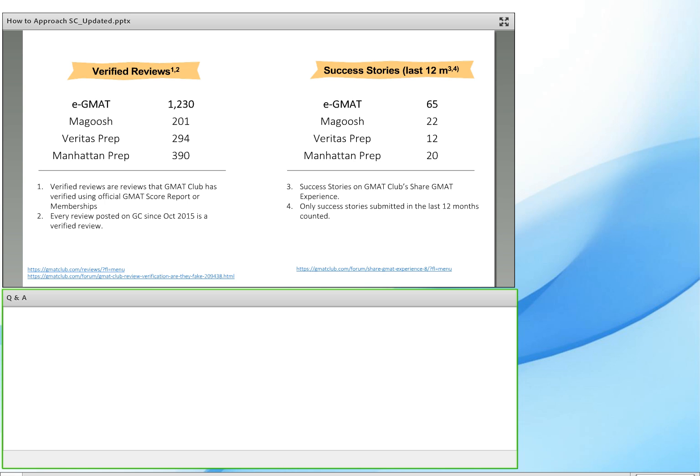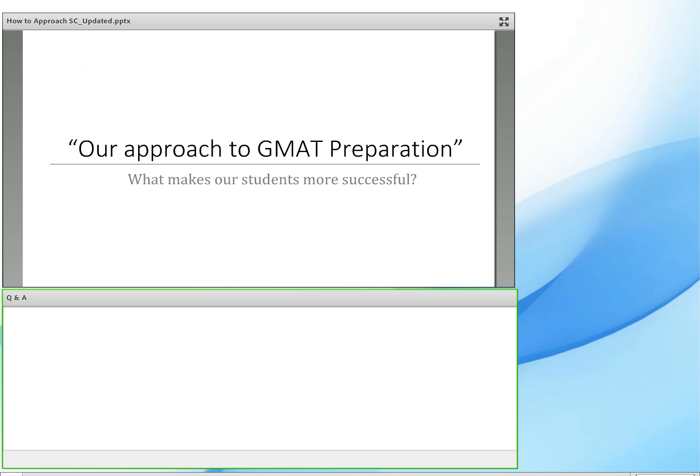So what makes our students more successful? I mean, clearly students from other prep companies are successful as well. What makes the propensity of e-GMAT students to succeed on the GMAT higher? I think there's one thing that differentiates us from other prep companies: how we think about your GMAT preparation, or the architecture of learning that we provide.